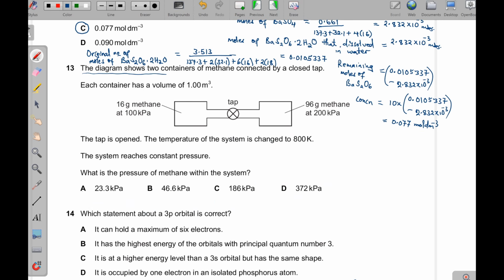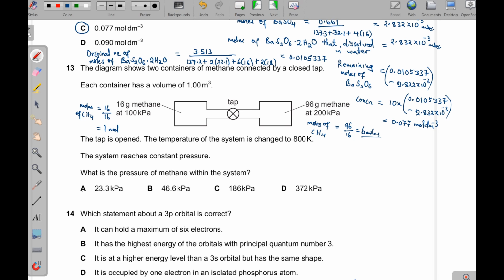Question 13. The diagram shows two containers of methane connected by a closed tap. Each container has a volume of 1 meter cubed. So these are the ones here. We are seeing 16 grams of methane. What will be the moles here? So moles of methane will be 16, then divide by what is the Mr of methane? This is 12 plus 4, that will also be 16. So this is 1 mole, okay? Then when we come to this one here, moles of methane in 96 grams will be 96 out of the 16. And this one will give us 6 moles, right?